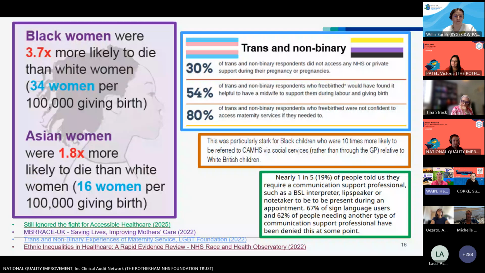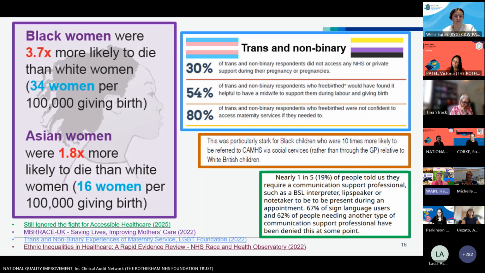But what does it mean in reality? So these are examples from audits in most cases. So we know that in reality, Black women are nearly 4 times more likely to die than white women giving birth. That's horrendous. We know that 80% of trans and non-binary people who free birthed were not confident to access maternity services if they needed to. That would add to their risk of patient safety and harm from that.